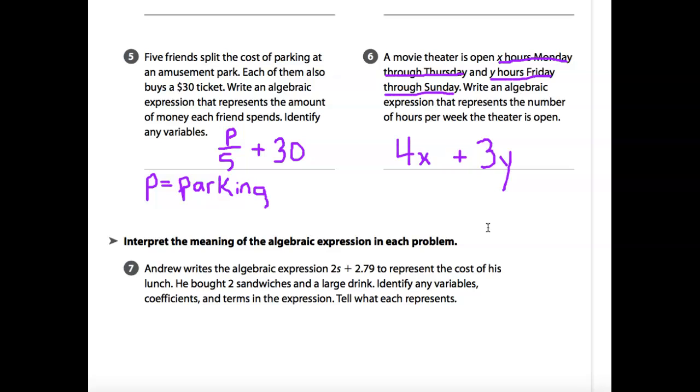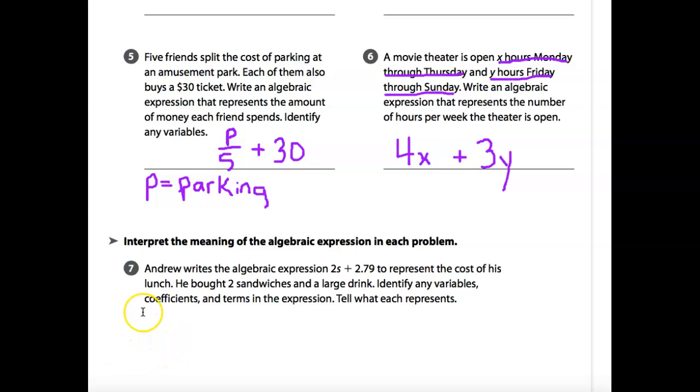All right. And number 7, interpret the meaning of the algebraic expression in each problem. So let's take a look at 7. Andrew writes the algebraic expression 2s plus 2.79 to represent the cost of his lunch. He bought 2 sandwiches and a large drink. Identify any variables, coefficients, and terms in the expression. Tell what each represents.